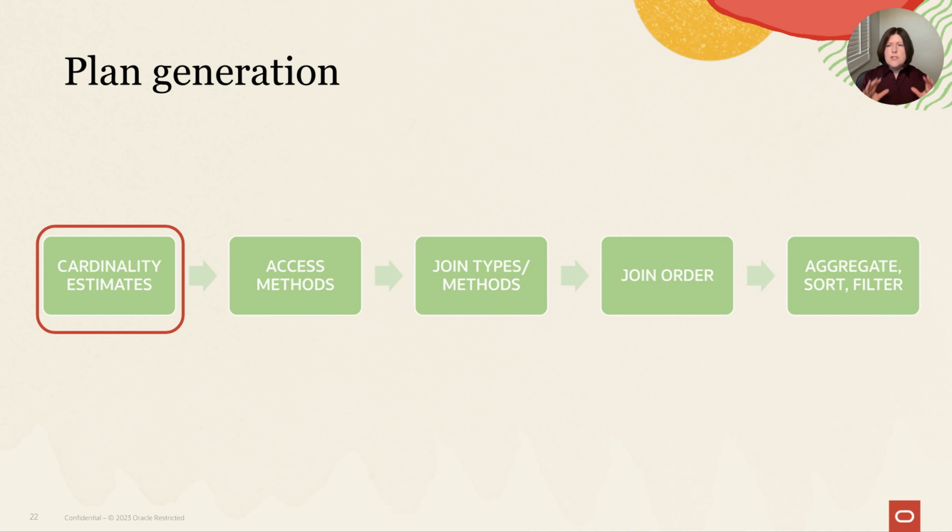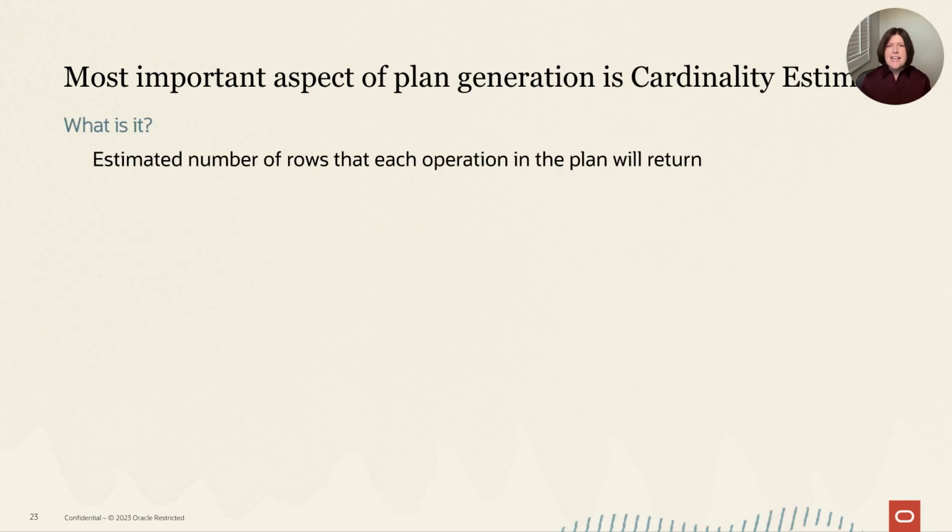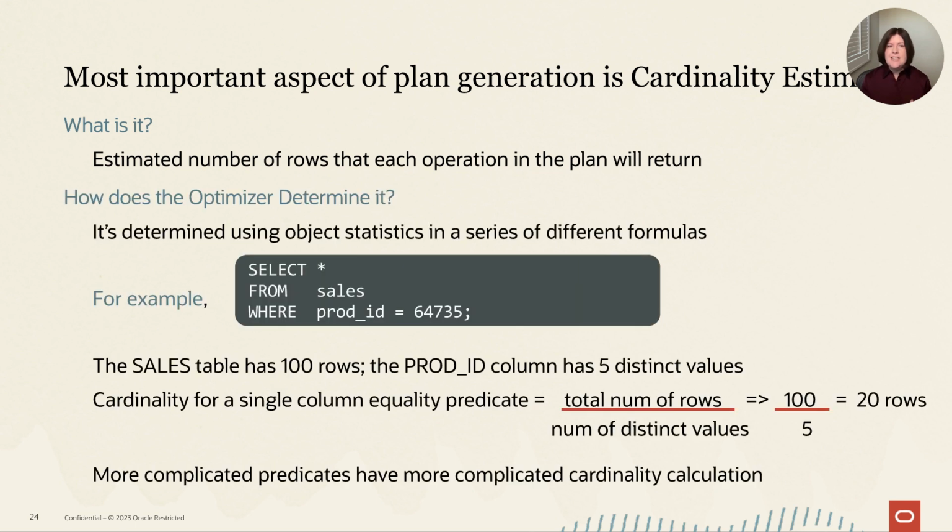But really the most important part of that plan generation is the cardinality estimates. And I want to spend a little bit of time today looking at that. So what exactly is a cardinality estimate? Well, it's the estimated number of rows each operation will return inside the plan. And how does the optimizer calculate that? Well, it's going to determine the cardinality estimate by using the object statistics in conjunction with a series of formulas. So let me give you an example.